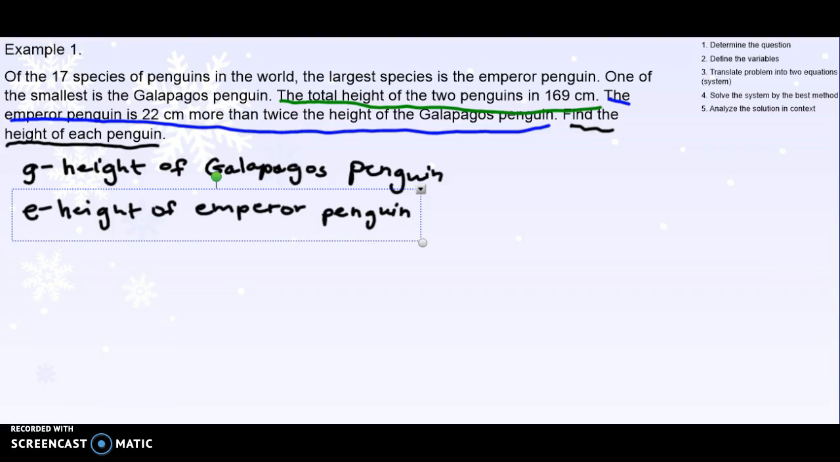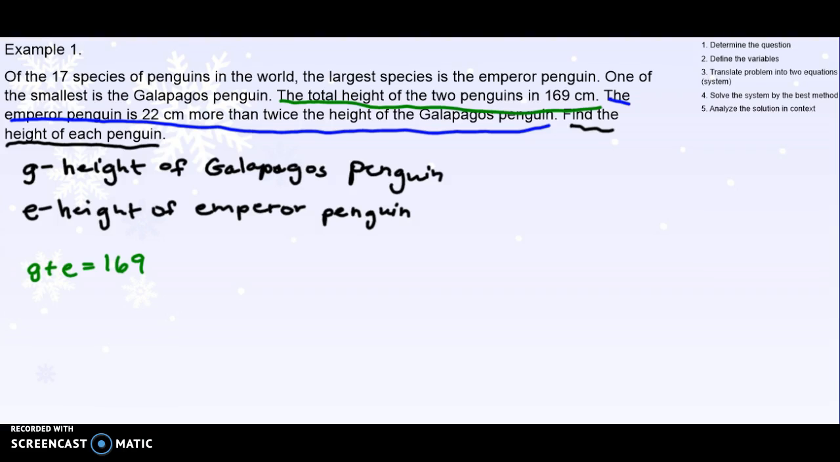So now what we need to do is go back to those 2 sentences we underlined, and see if we can figure out our equations. The first one in green says the total height of the 2 penguins is 169 centimeters. Well, I have defined 2 variables, G, the height of the Galapagos penguin, and E, the height of the emperor penguin. If I want the total height of the 2 penguins, that's going to be the sum of G and E. So G plus E will be 169 centimeters. Once again, the total height of the 2 penguins. So if I add the height of both penguins together, I'll have 169 centimeters. That's what this says here.